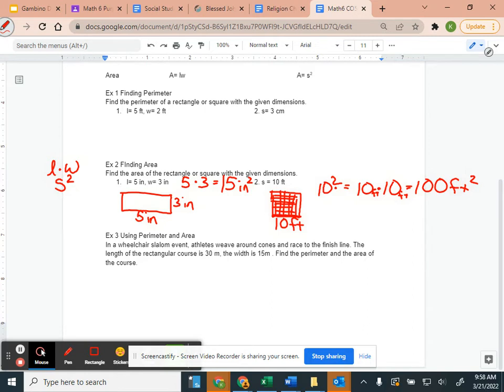I need to know the perimeter for how many bricks to put around my garden. That would be the perimeter. How many plants can I fit inside of the garden? I need to know the square footage. So how many plants can I fit? What is the area around it?